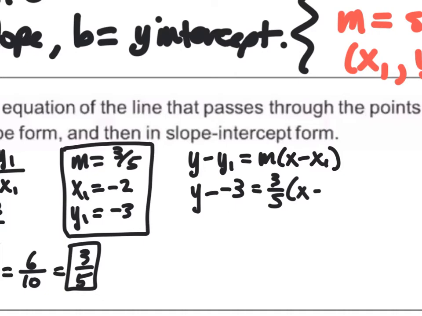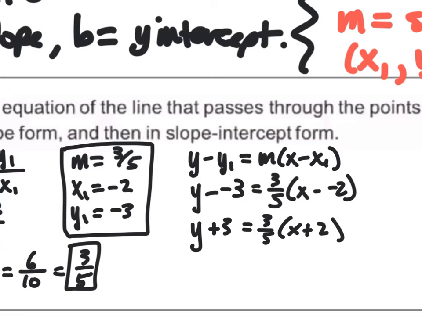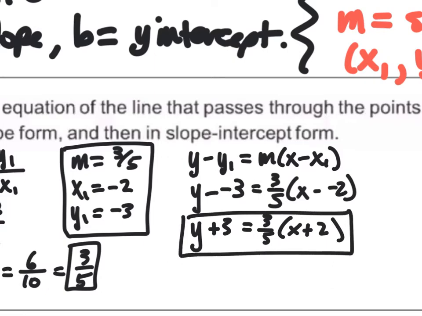So I'm going to plug in negative 2, okay? Now, it's important that we keep our negatives straight. We are subtracting a negative, and whenever we subtract a negative, that's going to be a positive. So we get y plus 3 is equal to 3/5 times x plus 2, okay? And this answer here is in point-slope form. That's all you got to do to put it in point-slope form.